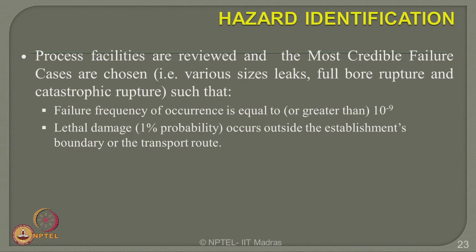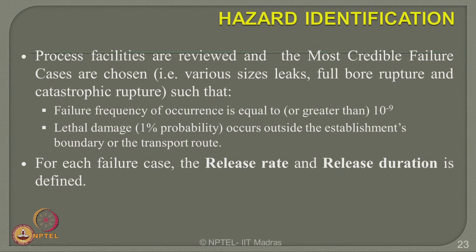The failure frequency of occurrence is either equal to or greater than 10 power minus 9. To qualify them as a credible failure, the lethal damage which can be caused by such failures should have at least 1% probability of occurring outside the establishment's boundary or the transport route. So to qualify a specific failure as a most credible failure in a given section of the plant, apart from identifying the various sources of leaks, bore rupture and catastrophic rupture, one should also see what the failure frequencies of those occurrences are and what would be the lethal damage caused to the society around the plant. Based on these two values, one can always identify and enlist most credible failure scenarios in a given plant.